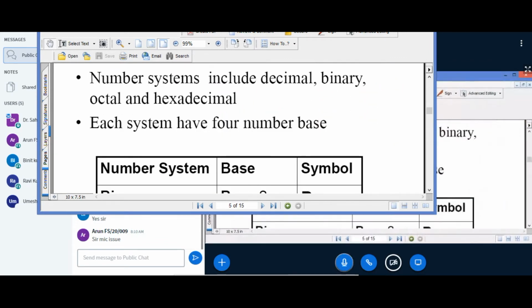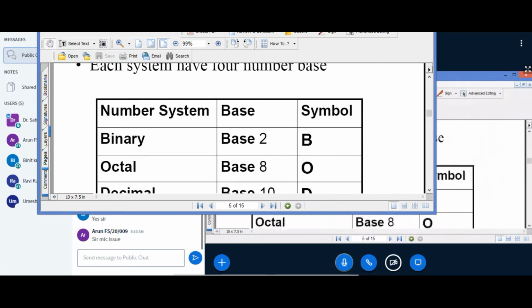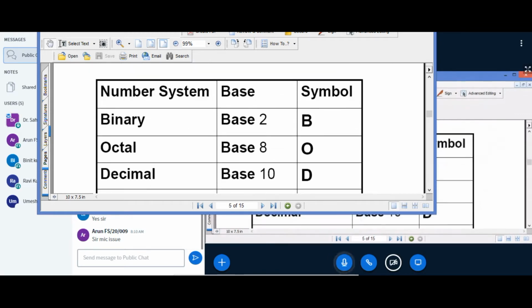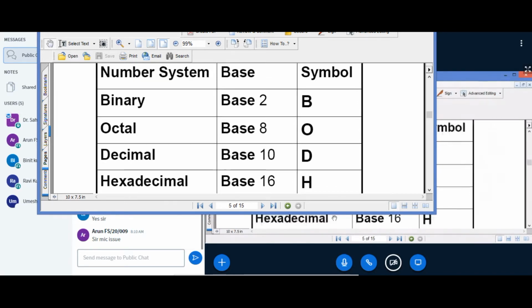So the number system includes decimal, binary, octal and hexadecimal, and each system has a number base. Look at the number bases. Base 2, the symbol is B, binary for B, octal for O, that is base 8, decimal for D, and hexadecimal for H.